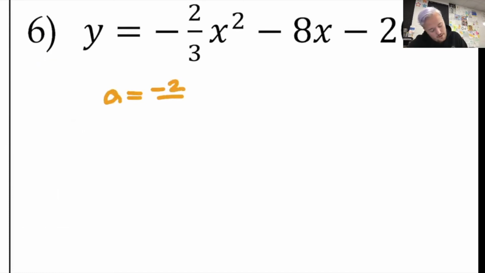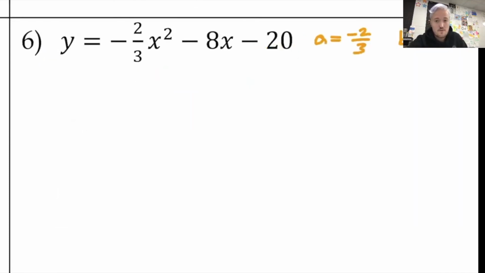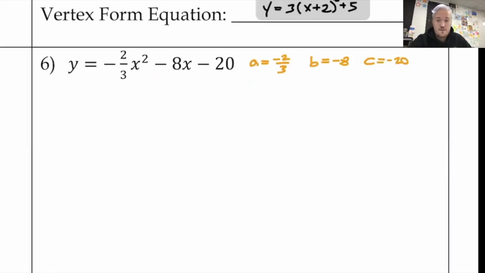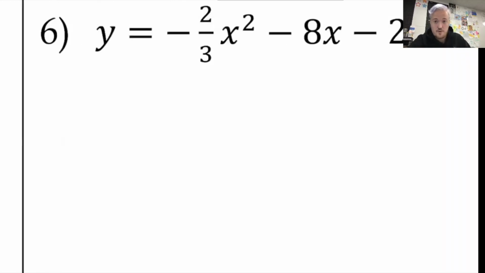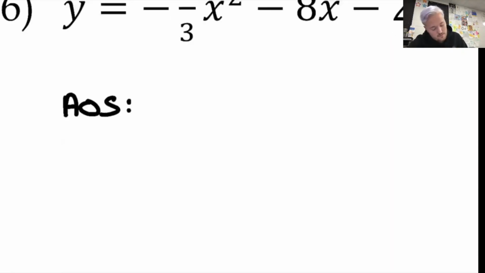So we have an a value of -2/3, a b value of -8, and a c value of -20. All right, so as you can see, I did not hold back on this problem. The process is still the exact same. It just makes the actual process more challenging.